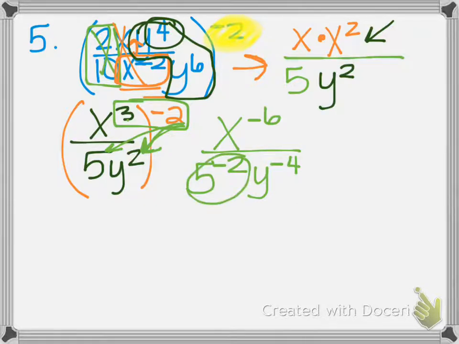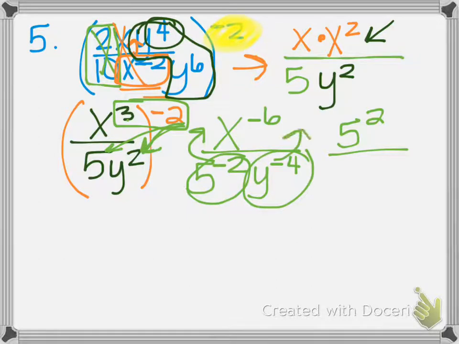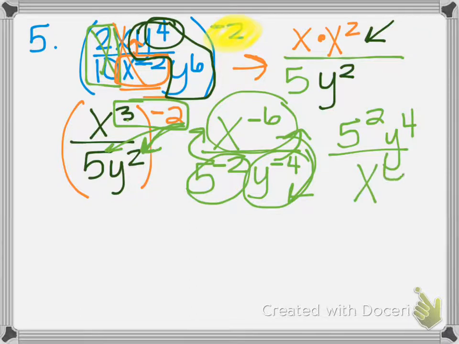So my 5 to the second goes to the numerator and becomes 5 to the positive second. And my y to the negative fourth goes to the numerator and becomes y to the positive fourth. And my x to the negative 6 goes to the denominator and becomes x to the positive 6.